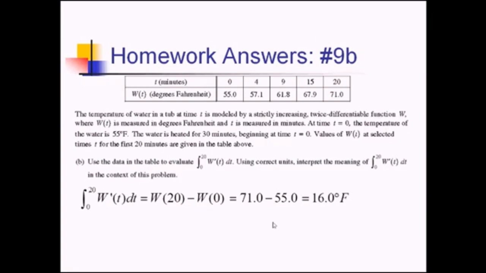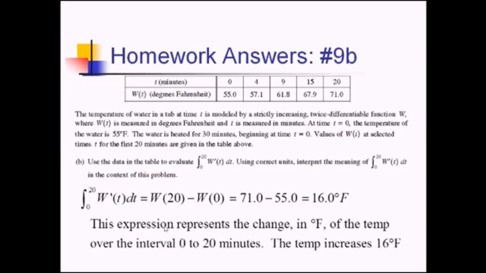So now here's the other part of the problem where we have to interpret what this means. Since we took an integral of a rate of change, we're getting the total change in whatever was changing. Temperature was changing. So this expression is the total change in degrees Fahrenheit, we'll just throw the units in there again to be on the safe side, of the temperature over the interval 0 to 20 minutes. Again, we have to have this time in here. Otherwise, who knows what this change is really happening over. And then, just for good measure, we'll say the temp increases 16 degrees Fahrenheit.